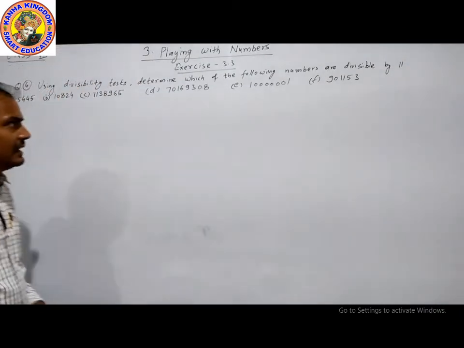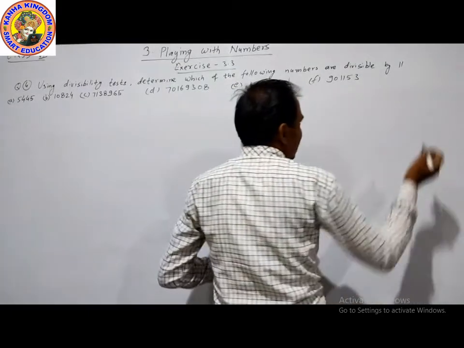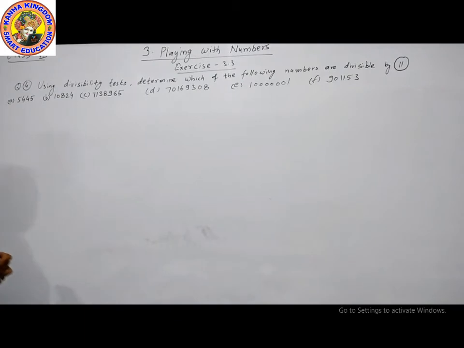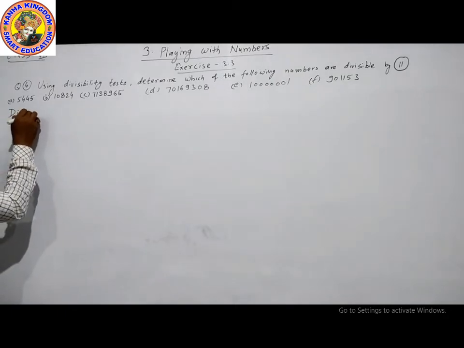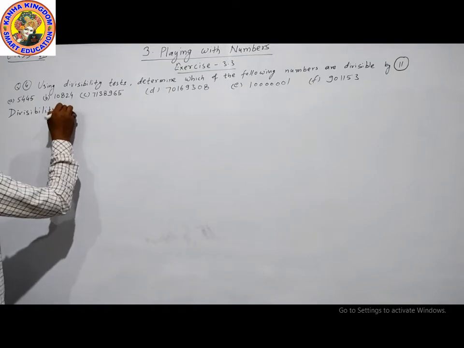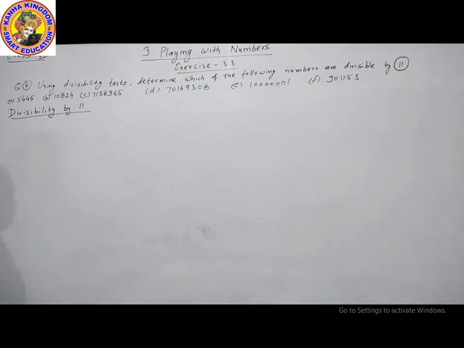Chapter number 3, Playing with Numbers, exercise 3.3. Question number 4. Using divisibility test, determine which of the following numbers are divisible by 11. Which of these numbers are divisible by 11? Now, first of all, the divisibility test of 11.